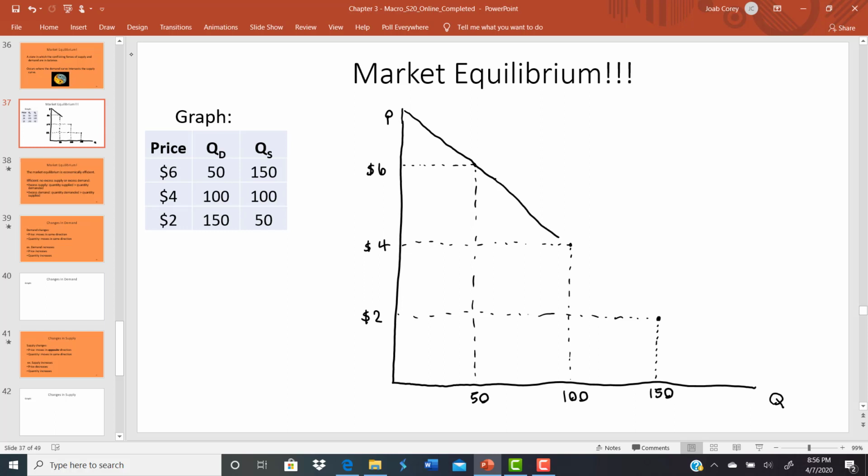Again, we like to buy things at lower prices. The lower the price, the better, the more we're going to buy. So you connect those dots, and we have that downward sloping demand curve.